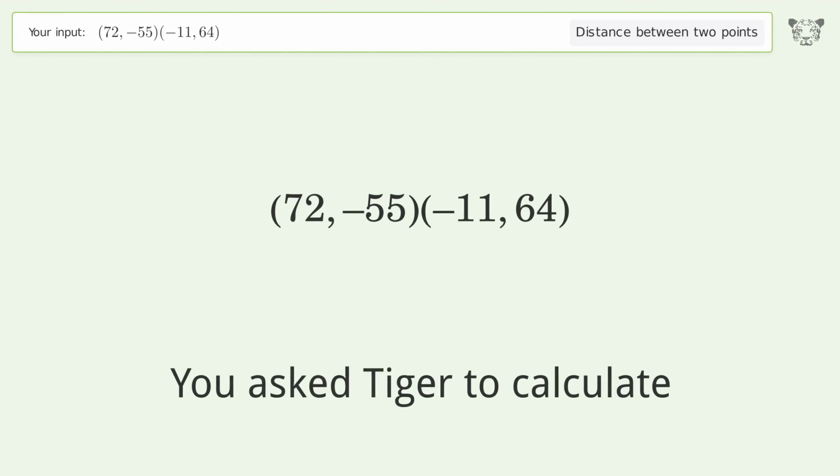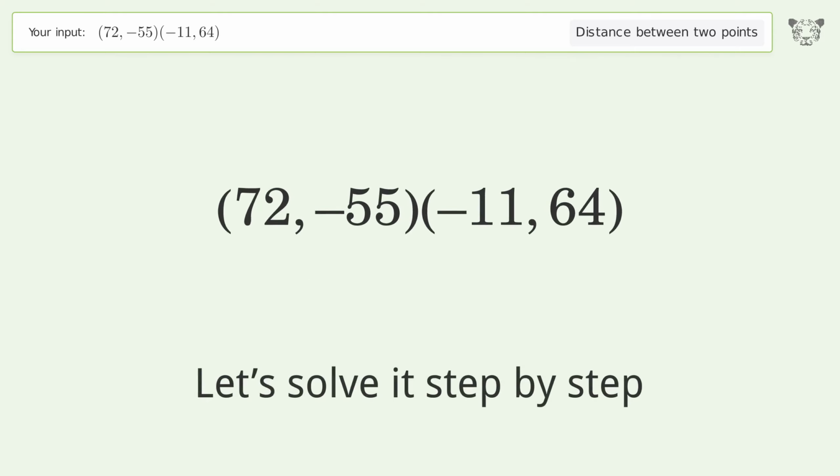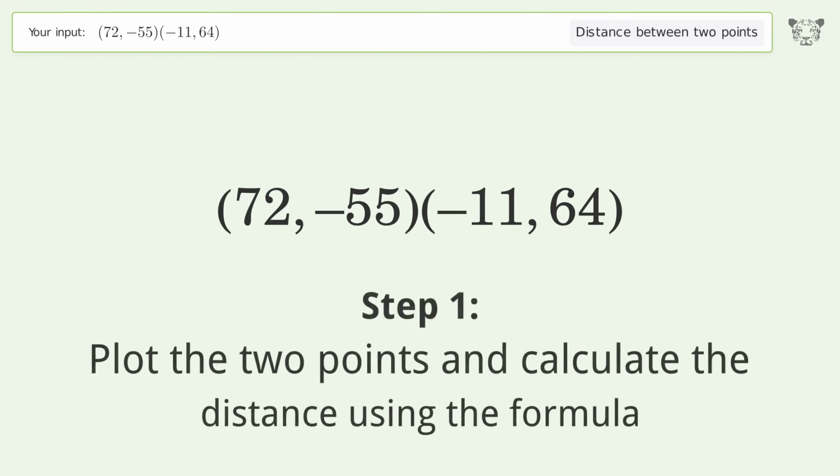You ask Tiger to calculate. This deals with the distance between 2 points. The distance between the 2 points is the square root of 21,050, or 145.086. Let's solve it step by step. Plot the 2 points and calculate the distance using the formula.